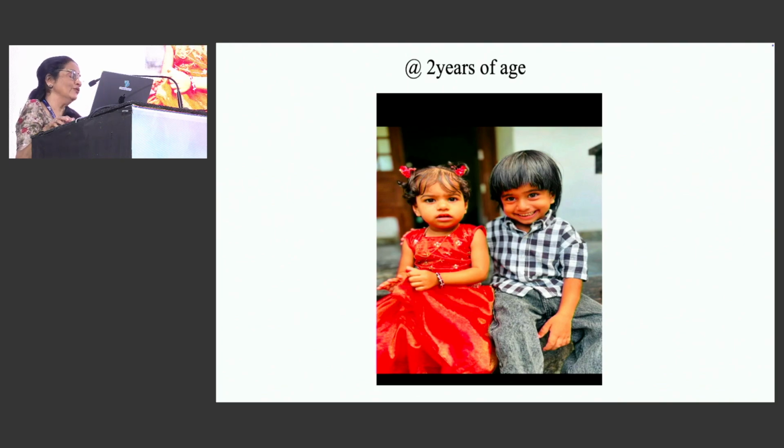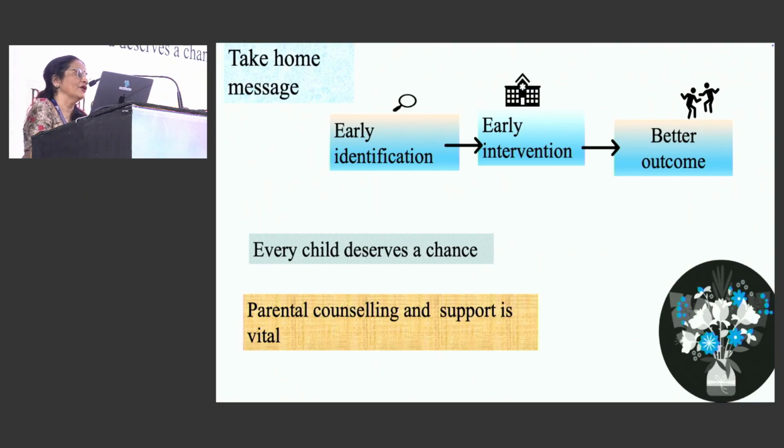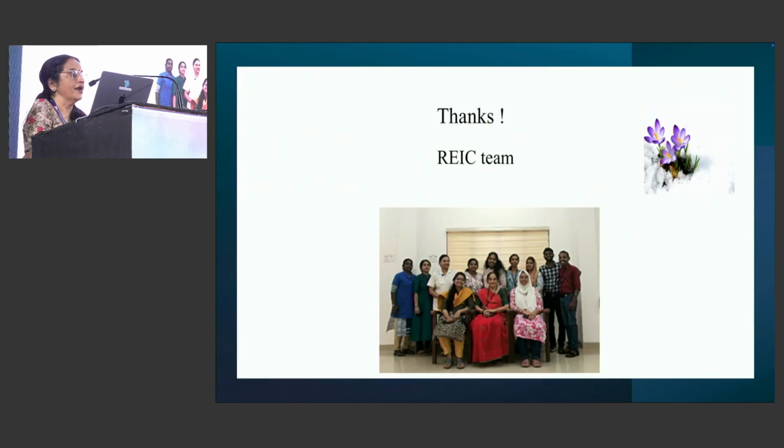Now she looks so picture perfect at 2 years, but she has some speech issues and some behavioral problems, which are being taken care of in the REIC. So this is the message I would like all of you to take home. Early identification of the disease and early intervention always give you a better outcome. But any child detected at any time deserves a chance at the intervention activities. Parental counseling and support is very important. Big thanks to our REIC team.